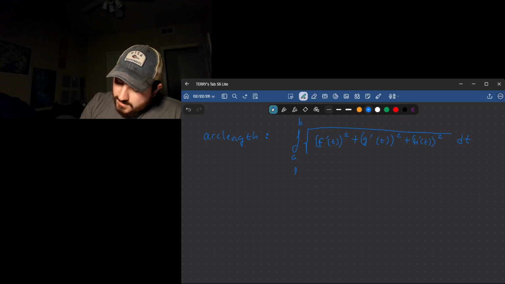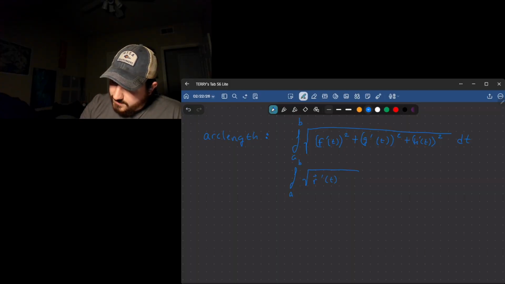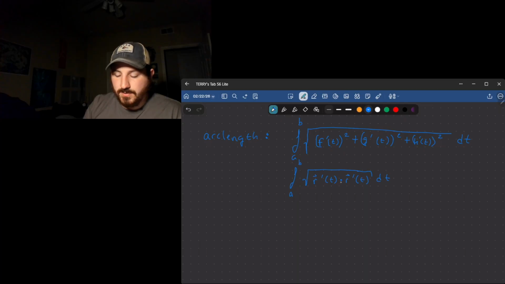There's another form though which is a little bit more compact and a little bit easier to write. So we have integral from a to b of the square root of r prime of t as a vector dot product with r vector prime of t. And then that's still with dt. Now if you think about this just for a second, you'll notice that these are the exact same, because when you do the dot product, you take the x component times the x component, and the y component times the y component, and the z component times the z component, and you add them all together. So that's exactly what we have here. So we're good either way, totally equivalent.